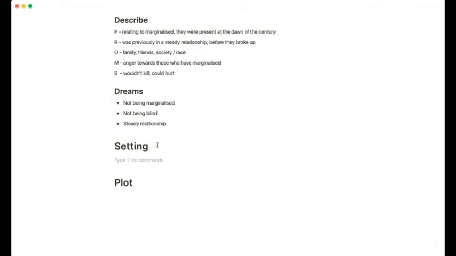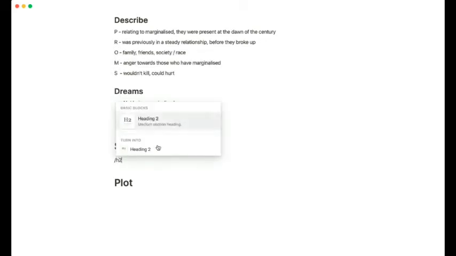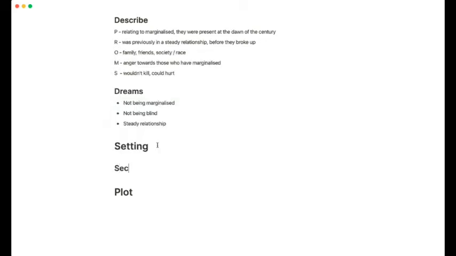Now if we move on to setting, obviously the first thing we've got to decide is whether it's set on Earth or in a fictional location. This is second world because I prefer to write fantasy and science fiction. And then you've got to create the world.